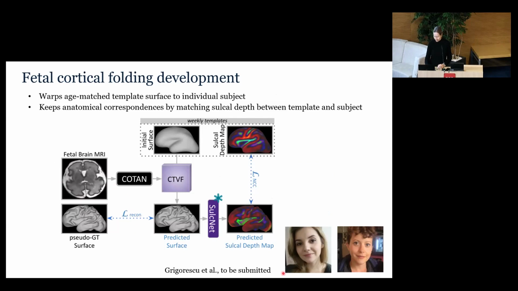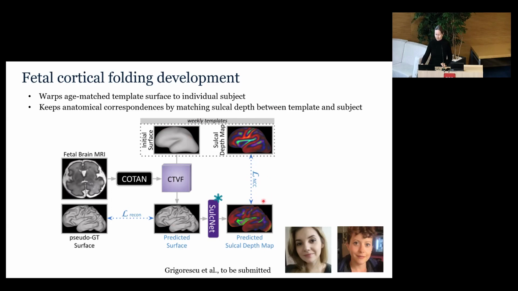And the reason why that works is because of how we designed the architecture during training. So we have pseudo ground truth surfaces, which are from DHCP, from the classical method, and we have images, for supervised training. Then we use this network called COTAN that estimates the velocity field to estimate the deformation of the initial surface to the subject, and for us it is a weekly template. And then we predict the sulcal depth map from the predicted surface, and we also have the depth map in the template, and we also ask that these are aligned. So we use just a normalized cross correlation during training.